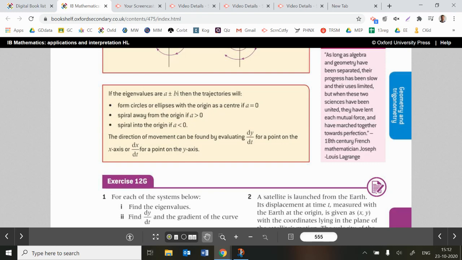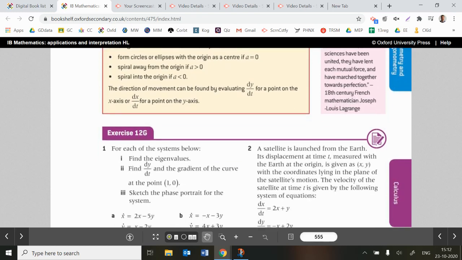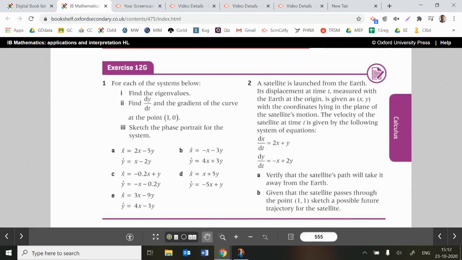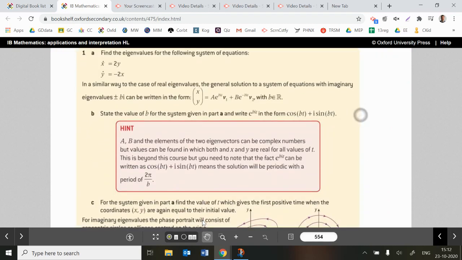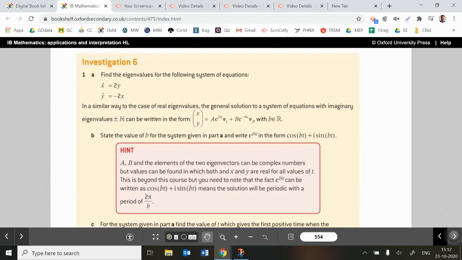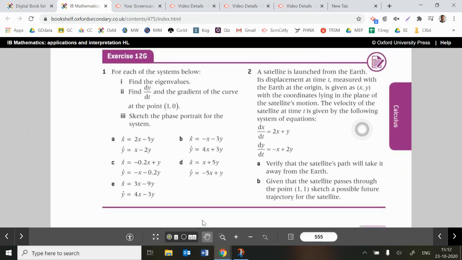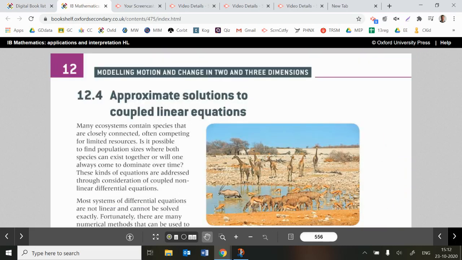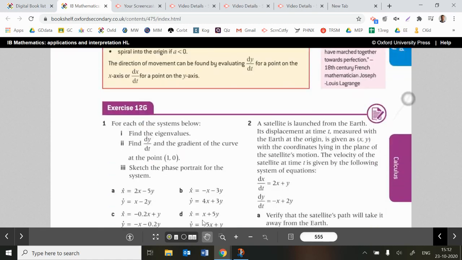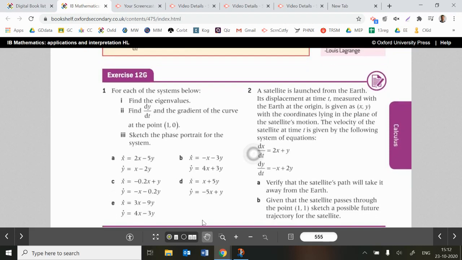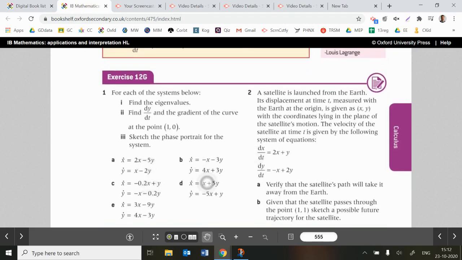Okay then, guys, so there was a huge long explanation there. Well done if you've got through all of that. You might need to go through a lot of this again really carefully, and it might be useful for you to go through a bit more of the investigation yourself as well. But 12G now is there, so you've got those 2 questions. There's only 2 questions there. And again, we're talking about sketching the phase portraits here for each of these systems down here. So find the eigenvalues to start off with.